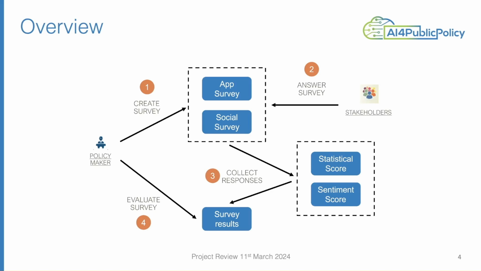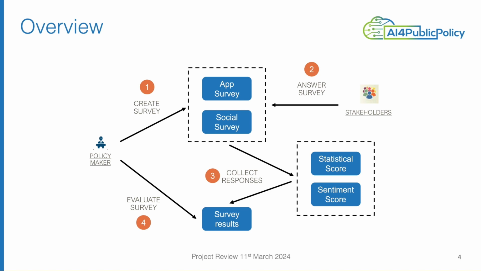First, the policy manager can create a survey, based on a policy template obtained from our platform, a survey that can be an app survey, that is, stored and accessible from our web application, or a social survey, then posted on a social channel. At this point, stakeholders can fill out the published survey, and when the survey is closed at step 3, aggregate results are collected.